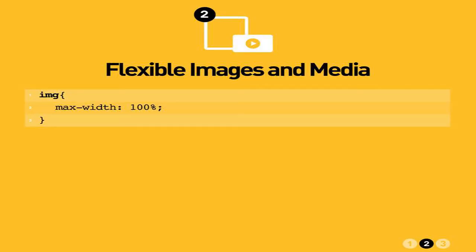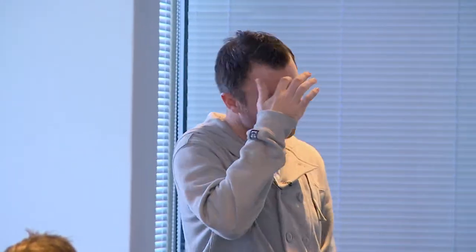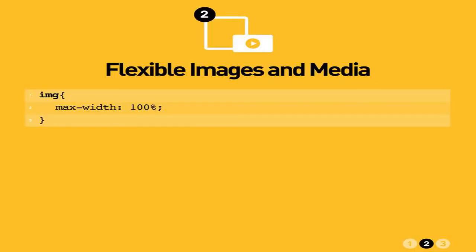Moving on to flexible images and media. So now this is pretty much it. You literally give your image a max width of 100%. What this is telling it is, do not stretch wider than the container that you've given it. So it then just fills up that space.